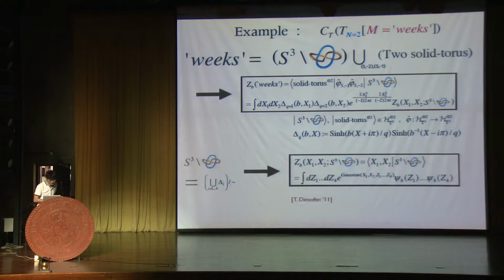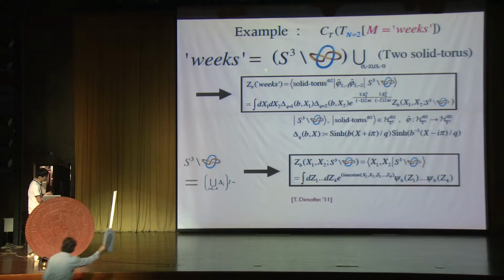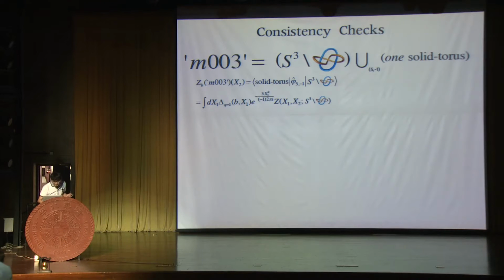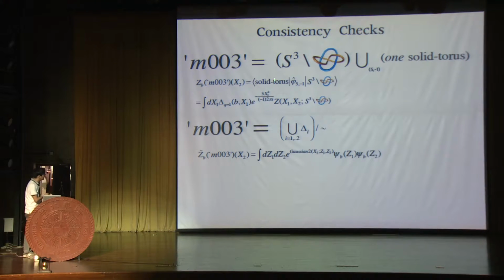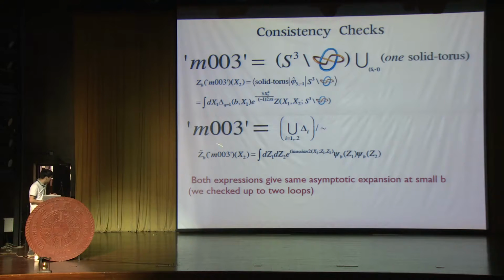The next thing is that we should compute the wave function for the link complement, but there is a developed tool by previous developers using the ideal triangulation of this knot complement. So combining this technique, we can write down the full expression for the partition function of the Weeks manifold this way. And we did some consistency checks using two alternative prescriptions for the 3-manifold m003. One is by including a solid torus along some Dehn filling component, and the other is using ideal tetrahedra. The two expressions are totally independent and look different, but we checked that they give the same asymptotic expansion, at least to some order in b.